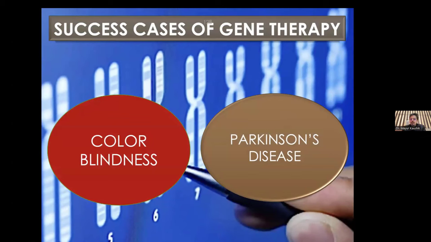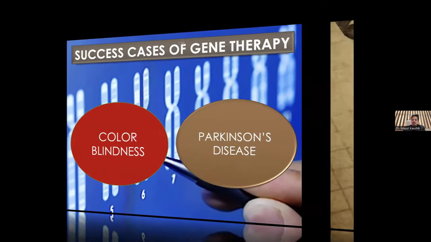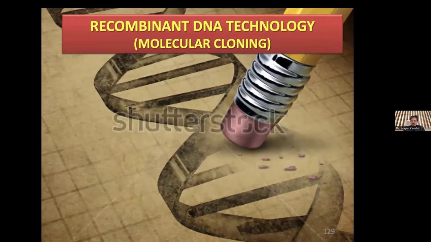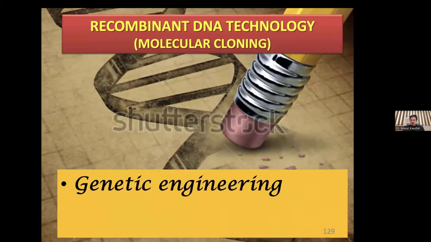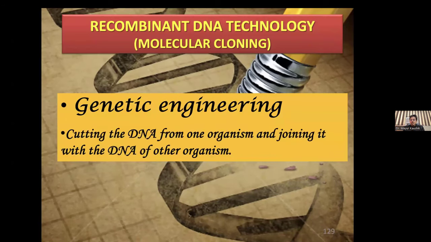We say already success cases are there. Lots and lots of patients of color blindness and Parkinson's disease have been treated with gene therapy. Now, what is this gene therapy? What do they do? This is the final part of this thing. Just like PCR is used for amplification of the same DNA from a diagnostic point of view, here what we are doing is we are repairing the DNA. So this is known as recombinant DNA technology, also known as genetic engineering. Cutting of one DNA, combining it with another DNA.